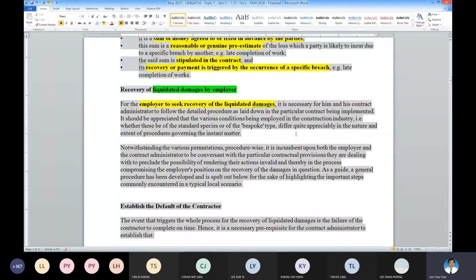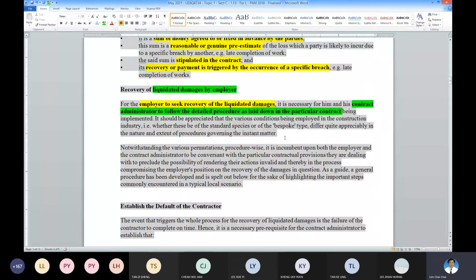The contract administrator, importantly, needs to follow the details as laid out in the contract, like in the PAM. What are the procedures to be done correctly? The contract administrator must follow them. If not, then the employer may not be able to get that money, whether temporarily or permanently, depending on the situation.